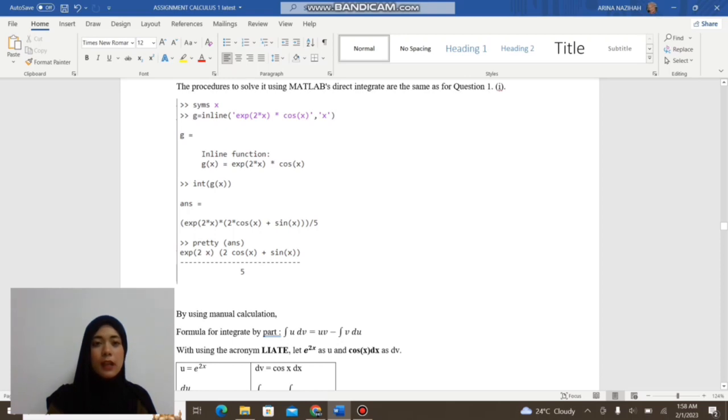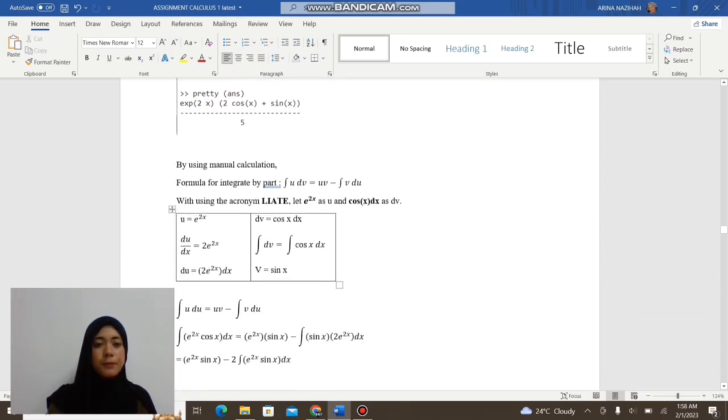Syms x, g equals inline function. When we enter, we got this. So we put int g of x, and we got the answer here. The last one is pretty, and the last answer.